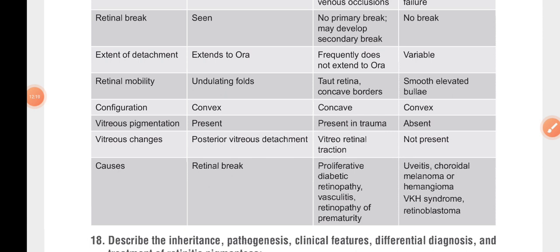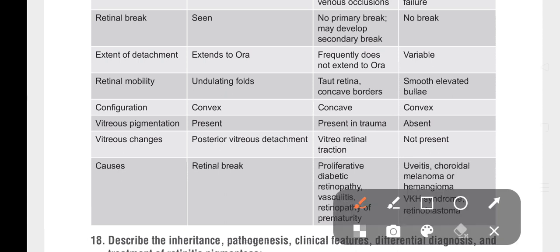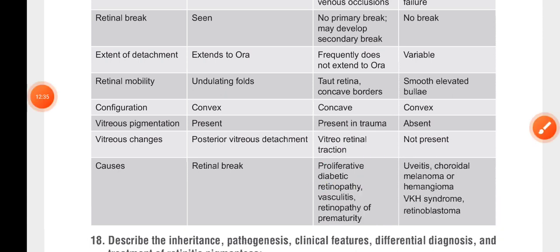Vitreous changes: posterior vitreous detachment is present in rhegmatogenous; in tractional there will be vitreoretinal traction; neither is present in exudative. Causes: in rhegmatogenous, retinal break. In tractional retinal detachment, it is because of proliferative diabetic retinopathy, vasculitis, retinopathy of prematurity. In exudative, it is because of uveitis, choroidal melanoma or hemangioma, VKH, that is Vogt-Koyanagi-Harada syndrome, and retinoblastoma. This is the difference between the three.